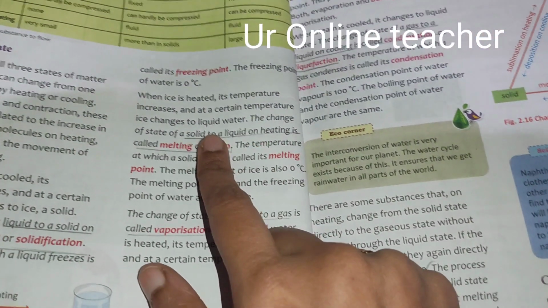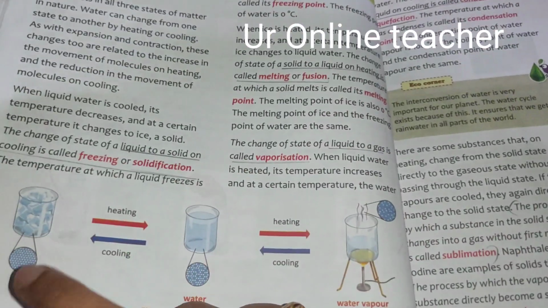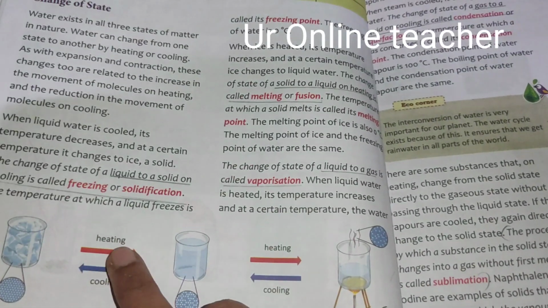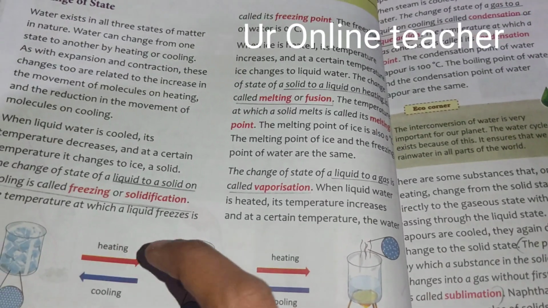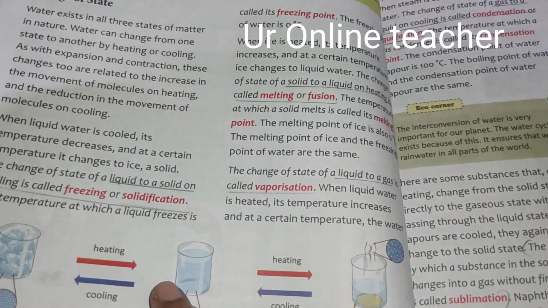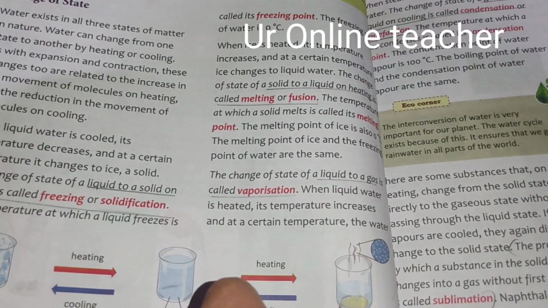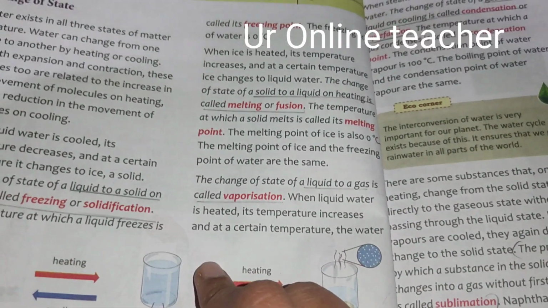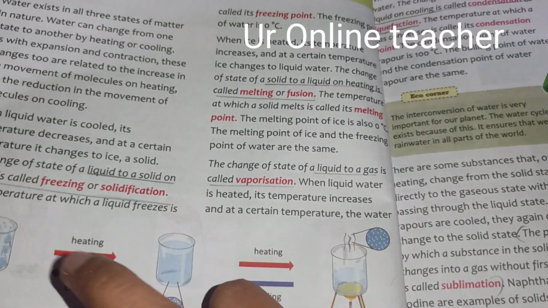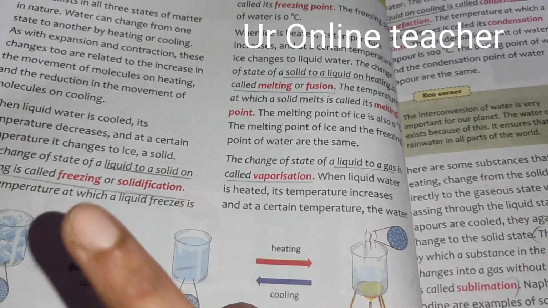Again, the change of state of solid to liquid, ice changing into water while heating, is called melting because ice is melting, or it is also called fusion, and this temperature is called melting point. So the melting point of ice is also 0 degrees centigrade. So the melting point of ice and freezing point of water is the same.